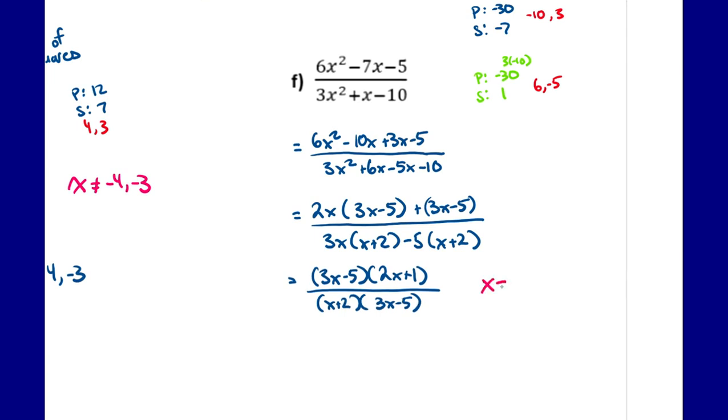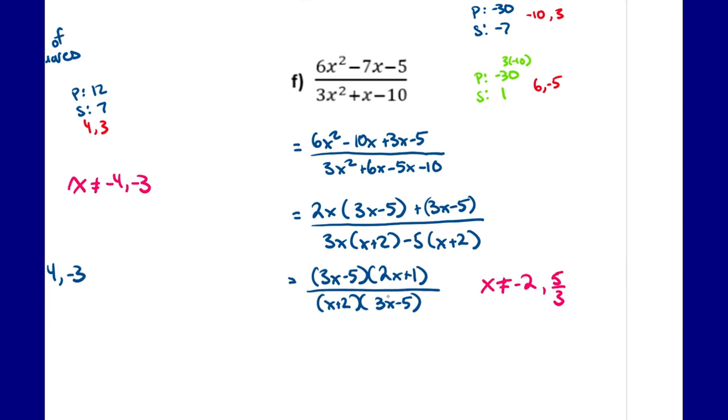So I know that x plus 2 can't equal 0. Okay, x can't equal negative 2. 3x minus 5, move the 5 over. That becomes 3x equals positive 5, divide, so I have 5 over 3. So those are my restrictions right now.